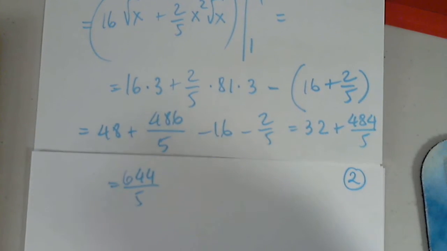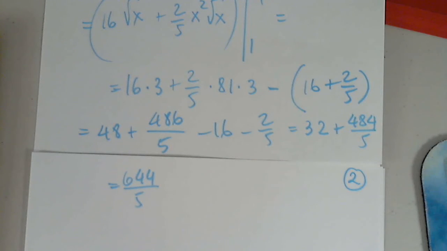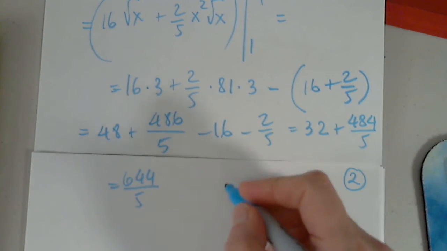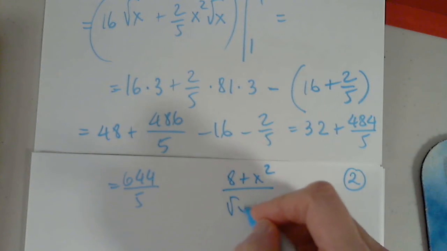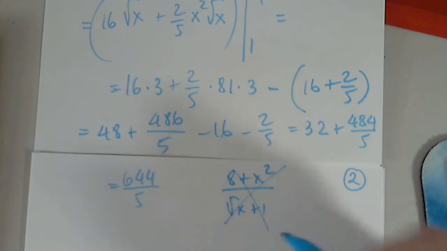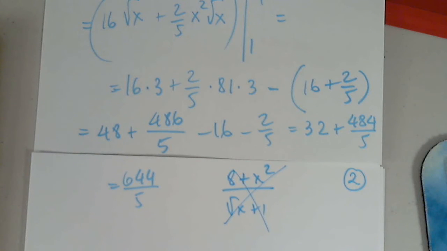Was this from WebAssign? Yeah. Is this better now? Yeah, that's fine. I guess I didn't know if you should always split it up. Oh, yeah. If it's like that. But if you have something like, let's say, 8 plus x squared over the square root of x plus 1, you cannot separate. Right. Okay. Good. Next question.